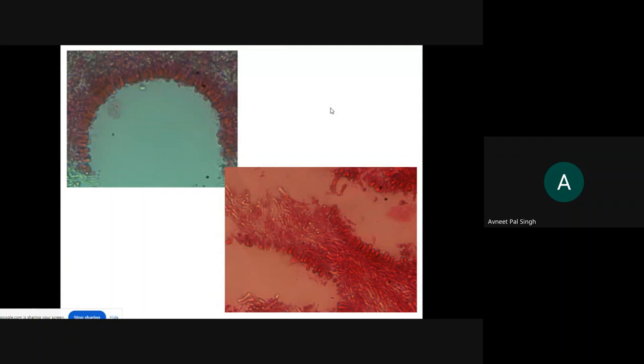And finally, you can cut a transverse cross section. This is what I was talking about. When you cut a cross section of a pore, this is the spore producing zone called hymenium. And this is the intervening portion, the dissepiments, and you have to look upon how these structures are arranged.